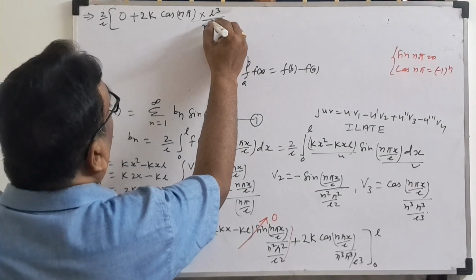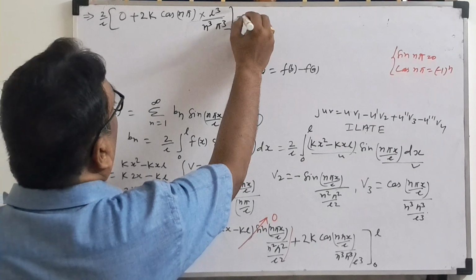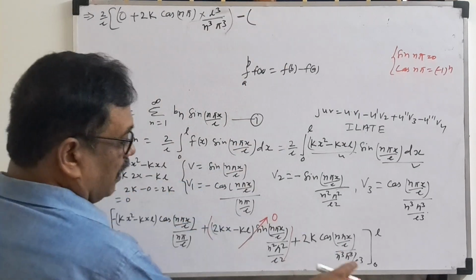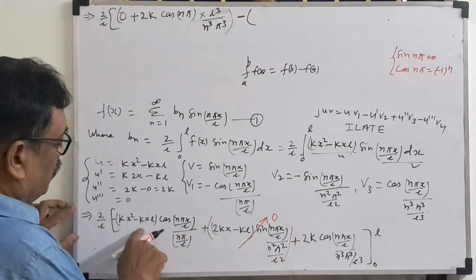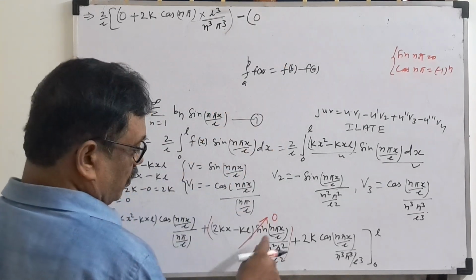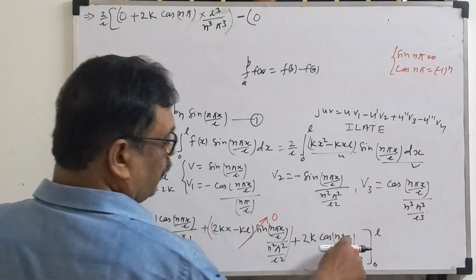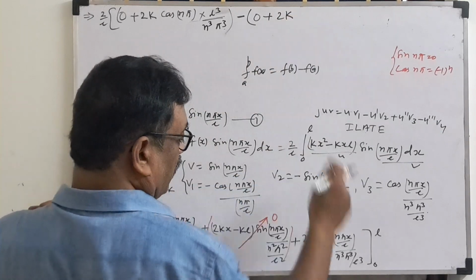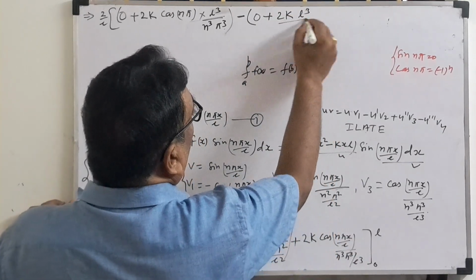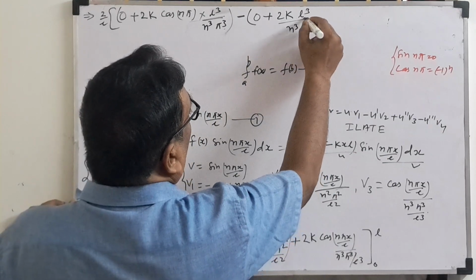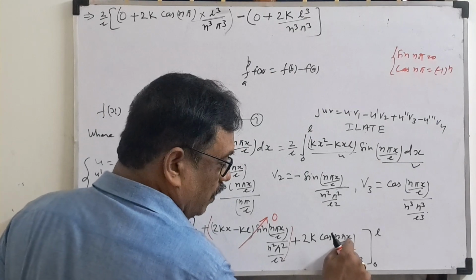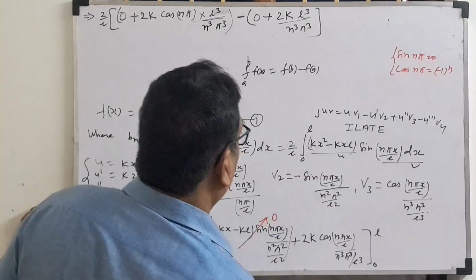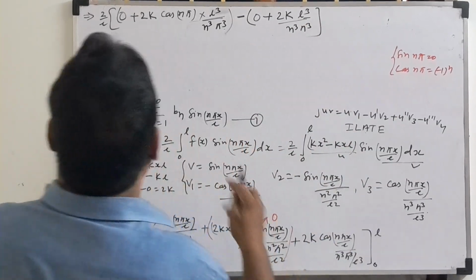So it will be n cube pi cube, minus, you take this small bracket, minus the lower limit 0. Here k into 0 is 0, so this part is again 0. This is already 0. So cos 0 is 1. So directly we can write plus 2k cos 0, which is 1. So 2k l cube by n cube pi cube. If we substitute 0 here, cos 0 is 1, so 1 by this, and l cube will go to the top. Now we have substituted the upper limit and lower limit. Now we will solve it.